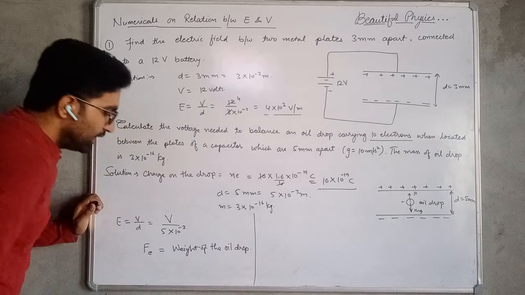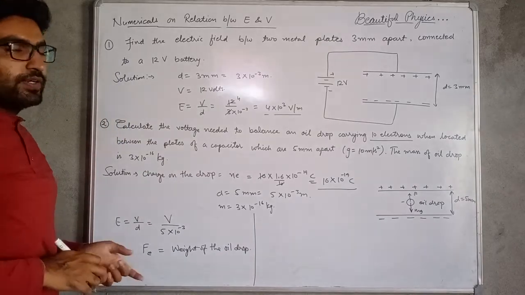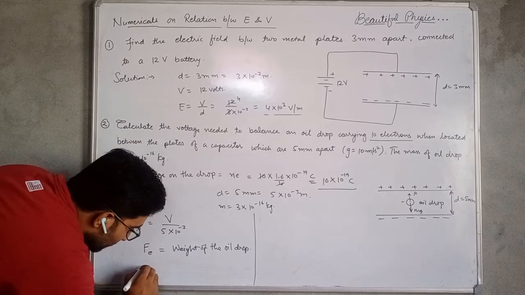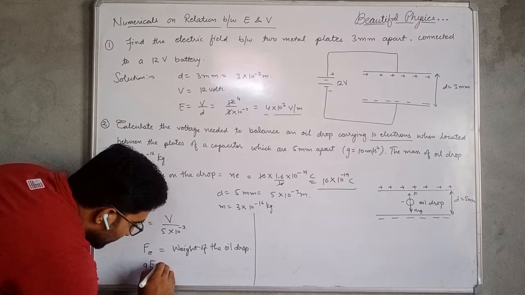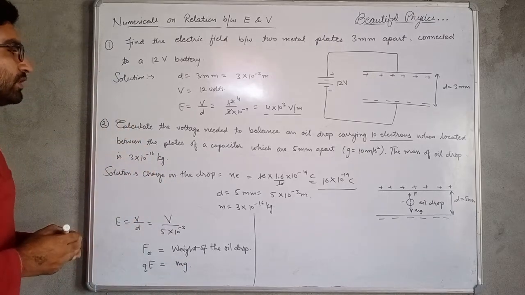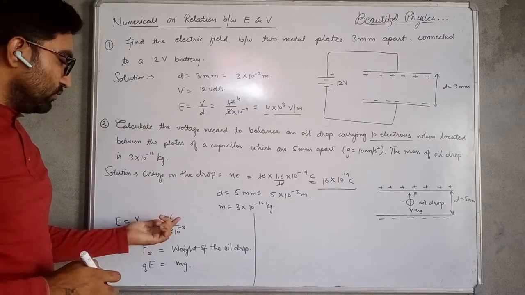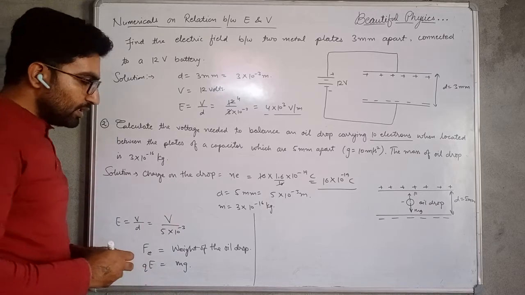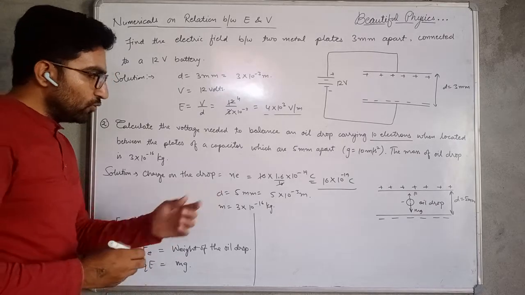Electrostatic force must be equal to the weight of the oil drop. The electrostatic force is given by F = QE, and weight is equal to mg. We have to find the value of V here. Let's put the values one by one.